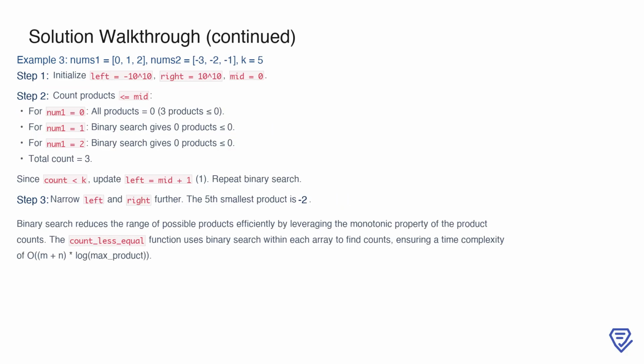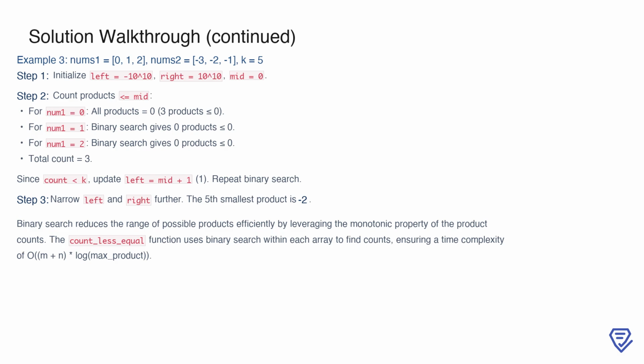In the final example, nums1 is 0, 1, 2, nums2 is -3, -2, -1, and k is 5. We start by initializing left to -10 to the power of 10, right to 10 to the power of 10, and mid to 0. Using the count_less_equal function, we calculate how many products are less than or equal to mid. For nums1 equal to 0, all products are 0, which results in 3 products less than or equal to 0. For nums1 equal to 1 and 2, binary search shows no products less than or equal to 0. This gives a total count of 3.